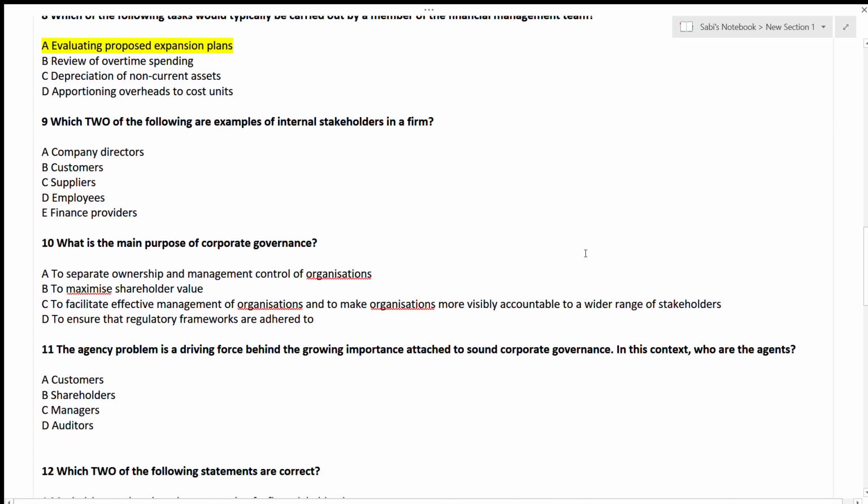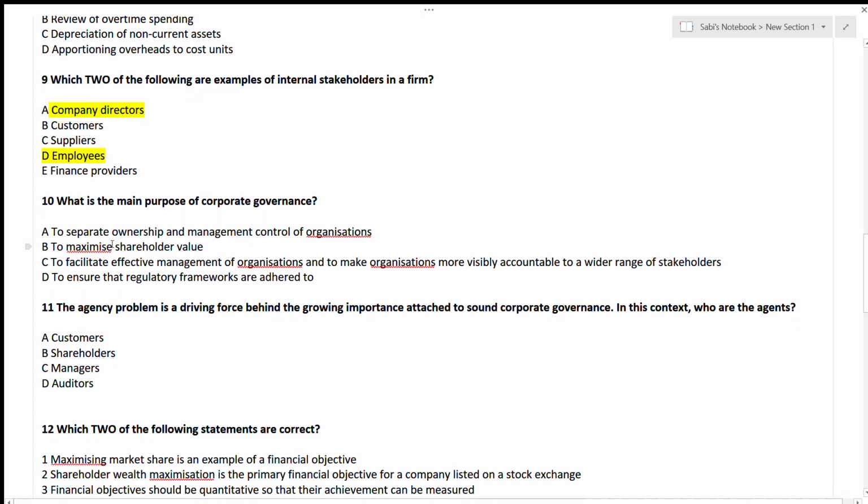You should know what are the types of stakeholders: internal, connected, and external, right? So internal stakeholders, the ones who are inside the organization. Company directors, yes. Customers, no. Suppliers, no. Employees, yes. Finance providers, no. So it is company directors and employees, A and D, right? B, C, and E, they are connected stakeholders. Now let's go to 10.